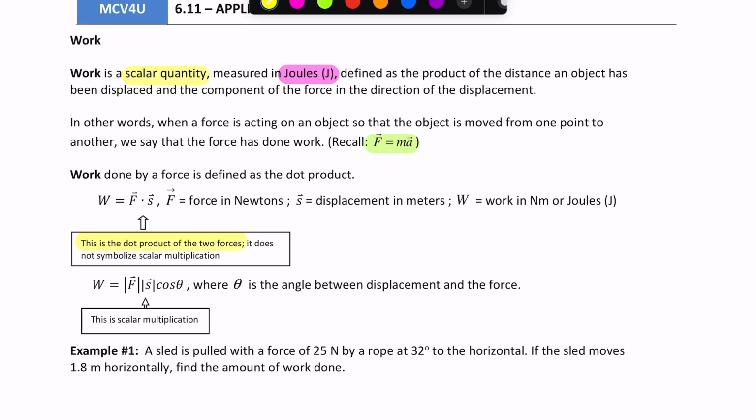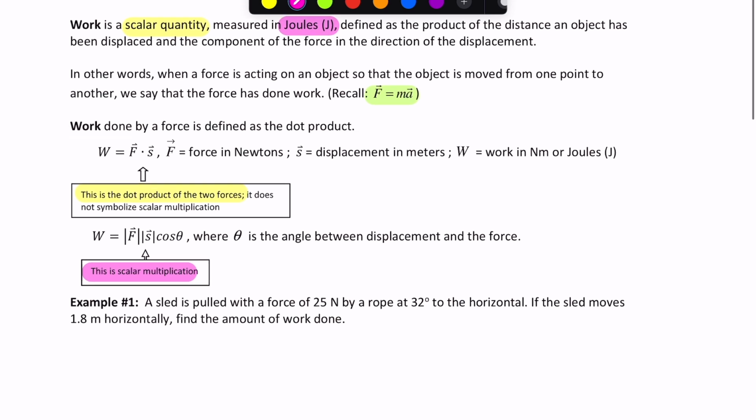And here, this is scalar multiplication, and we see that work is equal to the magnitude of the force times the magnitude of the displacement times cos theta, where theta is the angle between the displacement and the force.